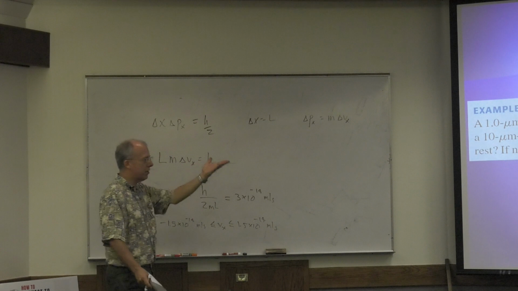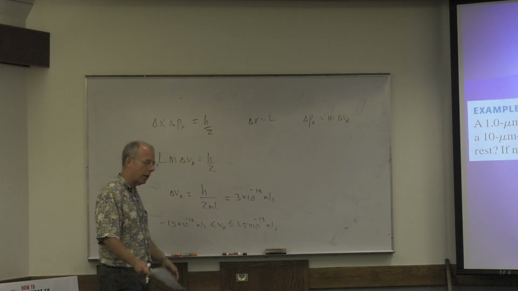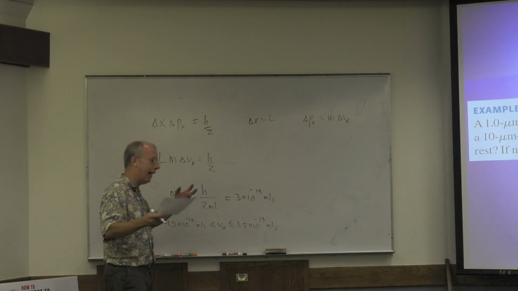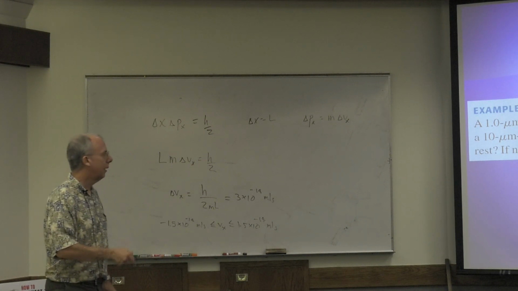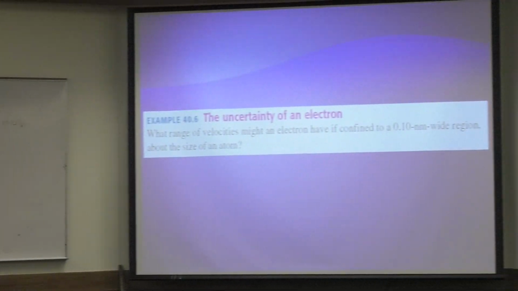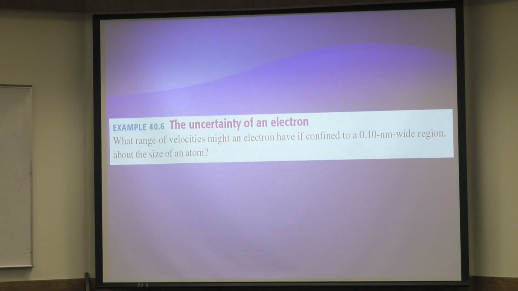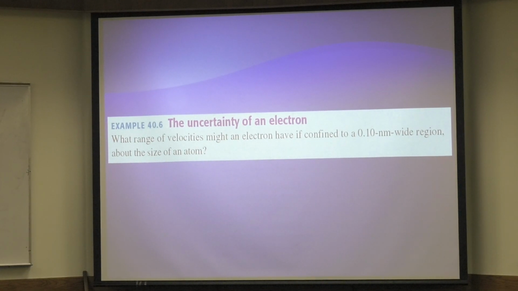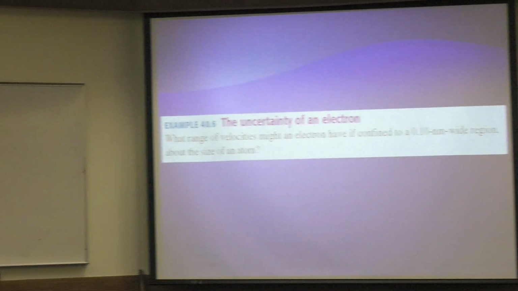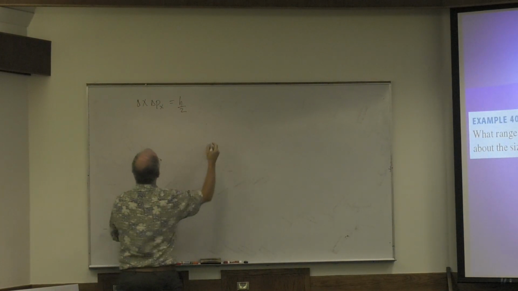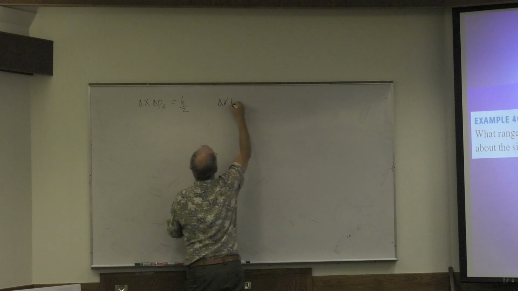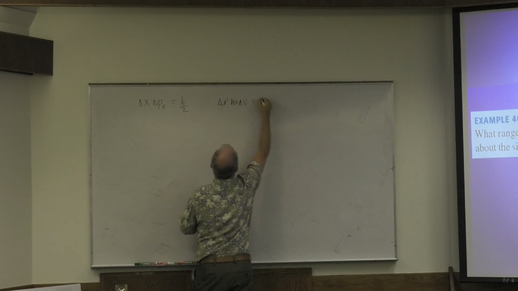Like I said, it was a waste of time doing this with a dust particle because a dust particle is not a quantum particle. It's gigantic compared to an atom. So let's do something that's realistic. An electron. I'll just say h over 2, and that's the same thing as delta x m delta v equals h over 2.